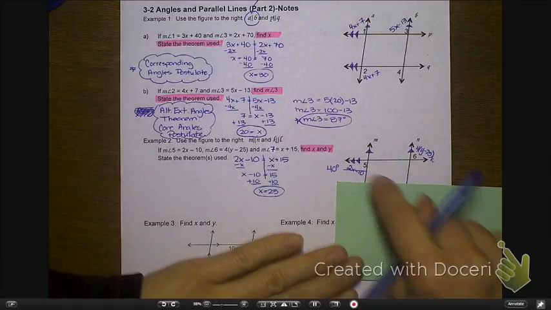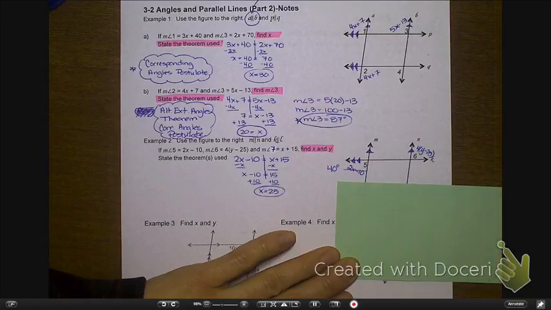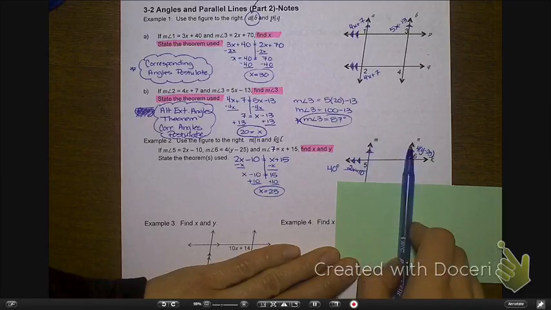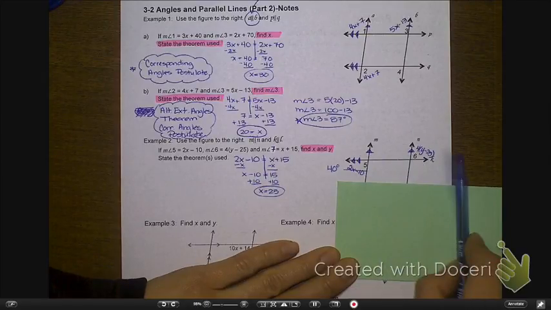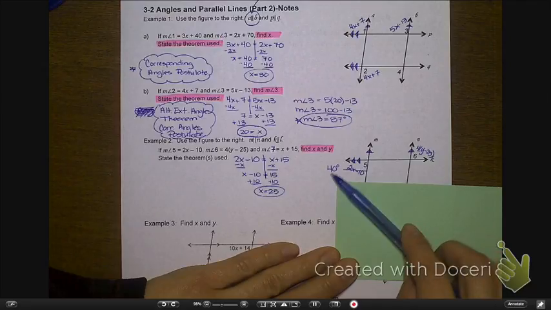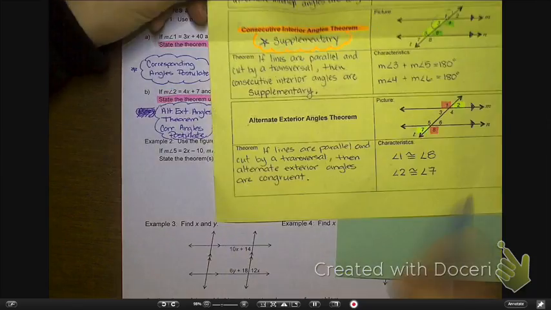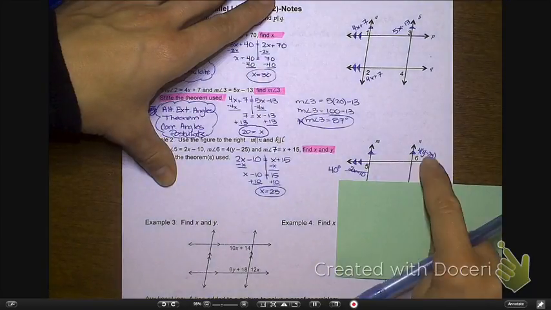So now, when I'm comparing angle 5 and angle 6, what angle type are they? Are they corresponding? Are they alternate interior? Are they consecutive interior? Are they alternate exterior? Now remember, your parallel lines are right here, these two. Are they inside the lines? No. Are they outside the lines? Are they same side or alternate sides? Alternate. So that means they are alternate exterior. What do we know about alternate exterior angles from our theorems? They are congruent. So I'm going to set this equal to this.